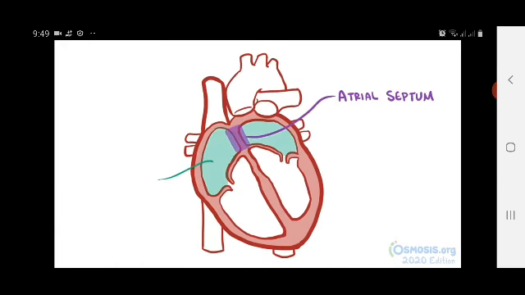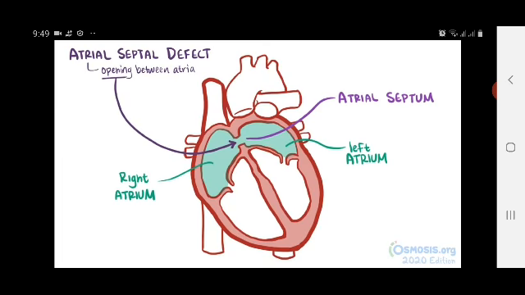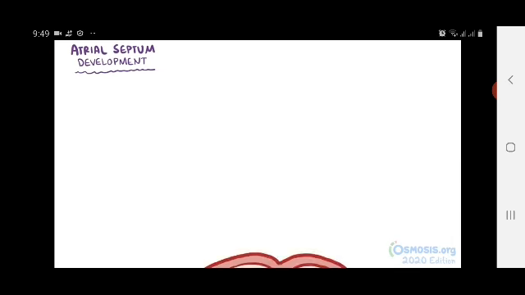The atrial septum separates the right and left atrium of the heart, and an atrial septal defect describes where there's some opening in a baby's heart between these two upper chambers. But how does this opening form? Well, let's first run through how the septum develops in the first place.